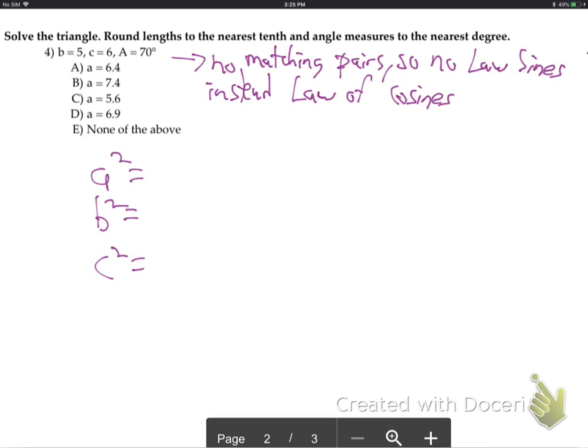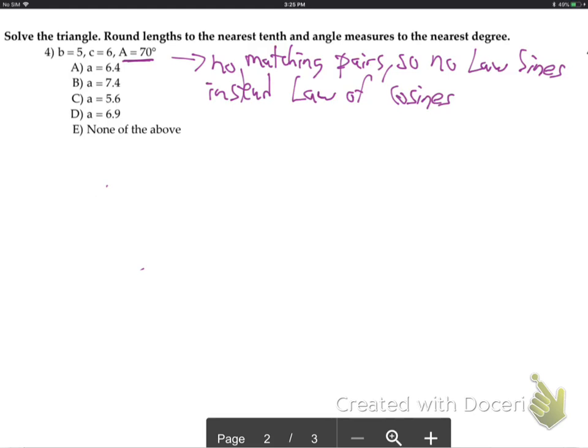A, because we have angle A. And you always end up using the cosine of the angle opposite it. And A is what we're trying to find. We have B and C. So perfect, we want to do A.